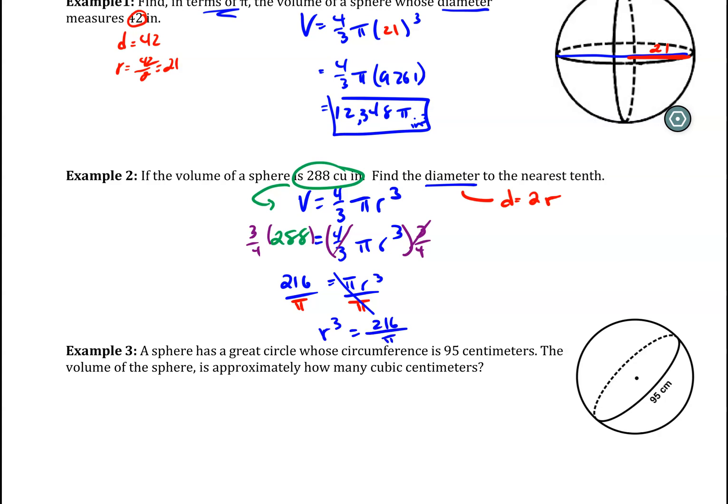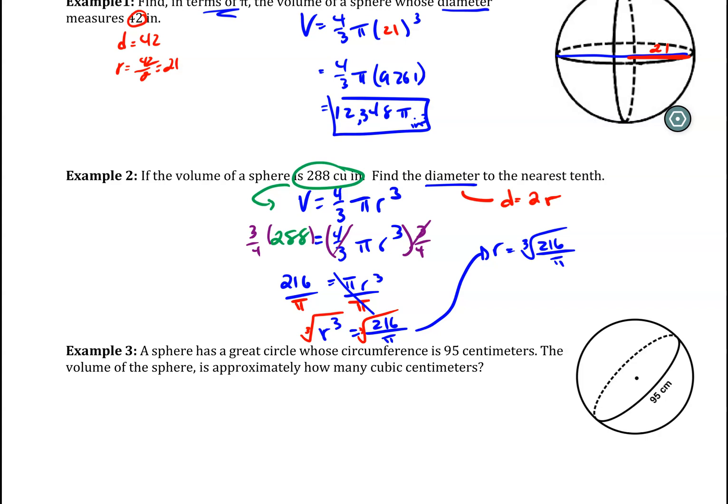Now again, before plugging in the calculator, I would simplify this a little bit more. I've got to get rid of the cube part. So the opposite of squaring something is a square root. So the opposite of cubing something is a cube root. So again, take the radical sign, put a little 3 in the check mark there, like so. That indicates that we're doing cube root. So that gives me, let's do it off the side here, r equals the cube root of 216 over pi.